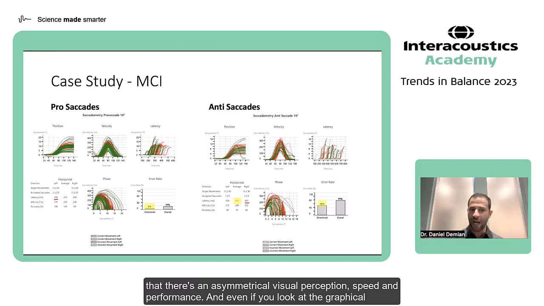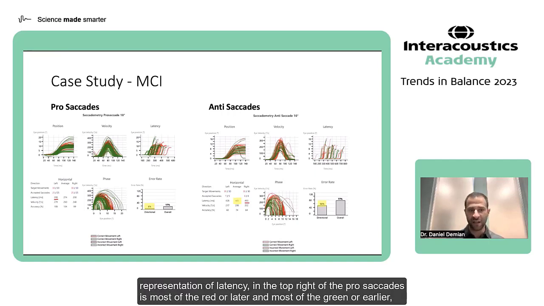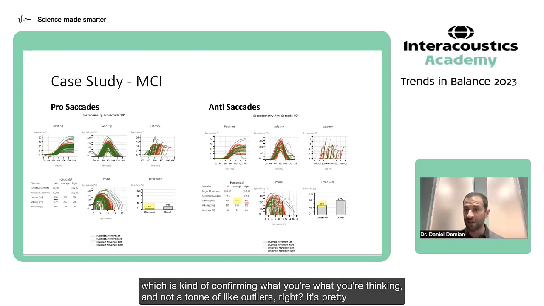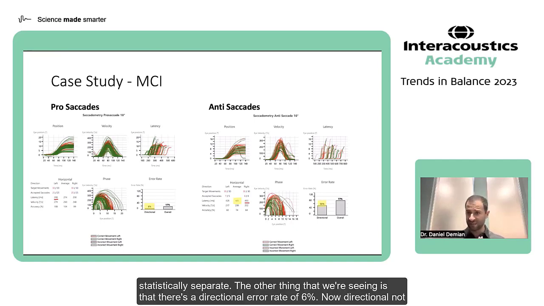And even if you look at the graphical representation of latency in the top right of the prosaccades, most of the red are later and most of the green are earlier, which is kind of confirming what you're thinking, and not a ton of outliers, right? It's pretty statistically separate. The other thing that we're seeing is that there's a directional error rate of 6%.